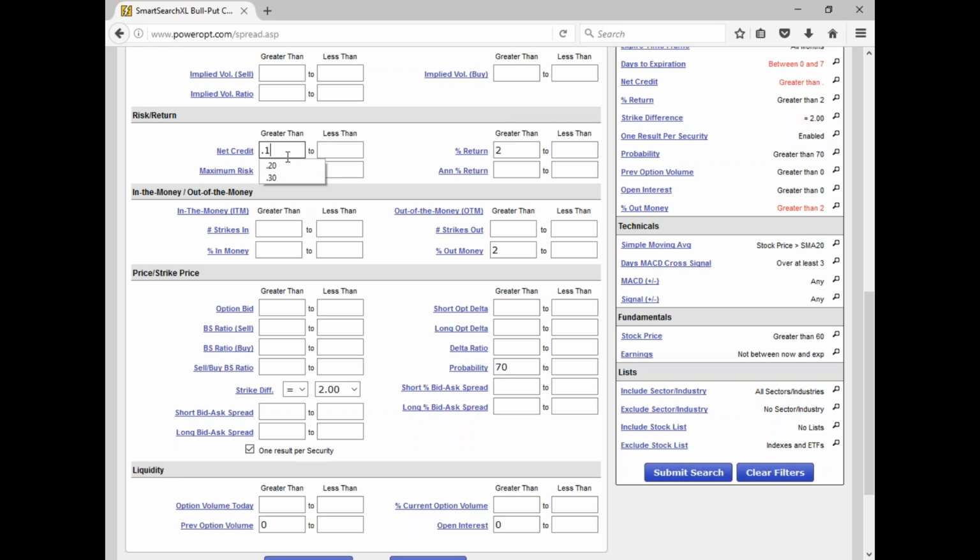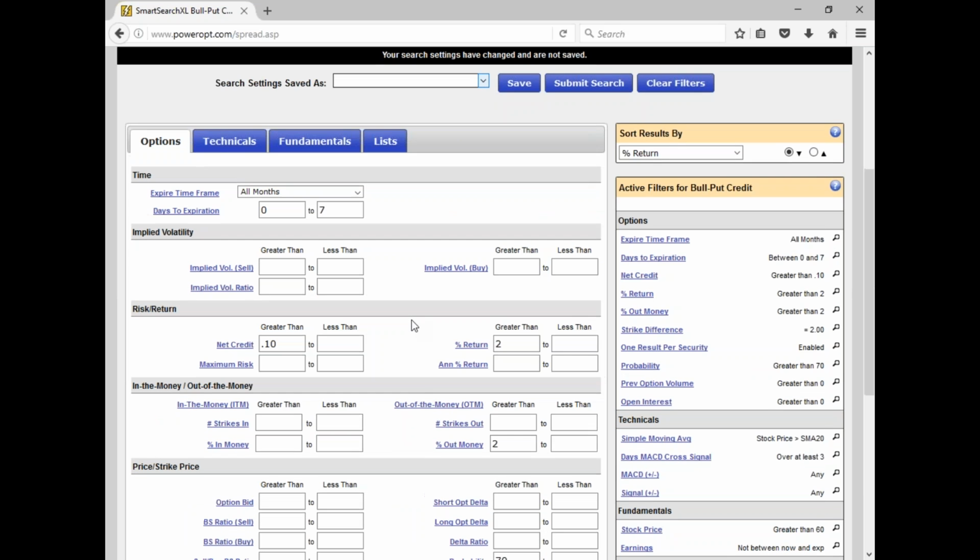and I'm going to knock this down to 10 cents maybe for just a 7-day trade on a 2-point spread. That'll probably give us a few more results, even though we're still looking for stocks that are greater than $60. Oh, nothing. How about that?